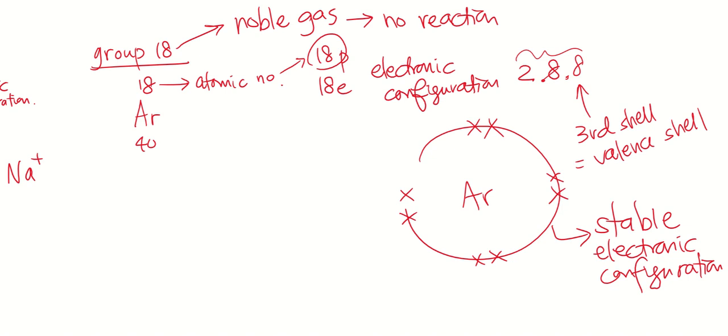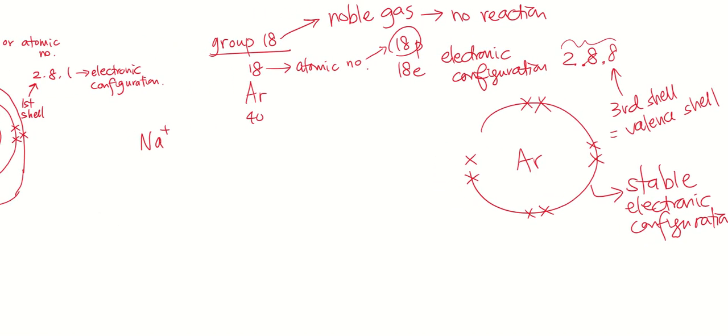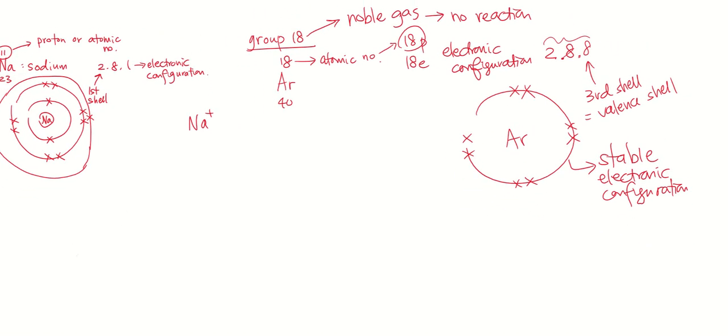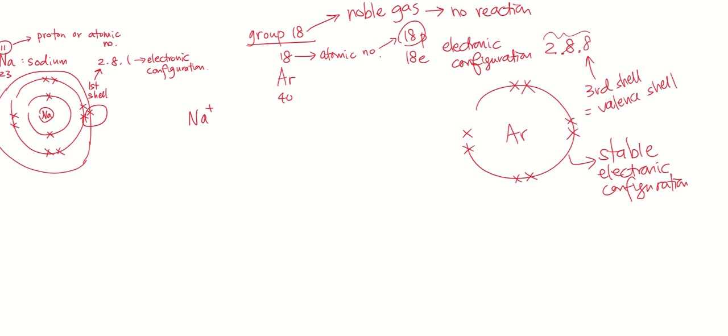So now we go back to sodium. The last shell is 1. So how can sodium be stable like argon? You look at argon, wow, very stable guy. I wish to be like him. So sodium can take in 7 electrons or lose 1 electron.